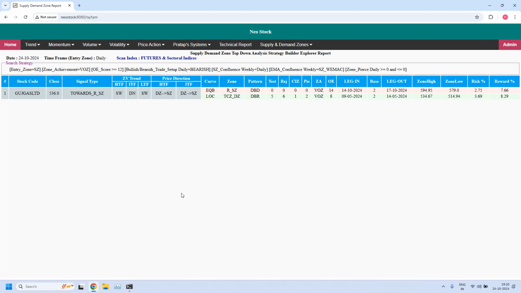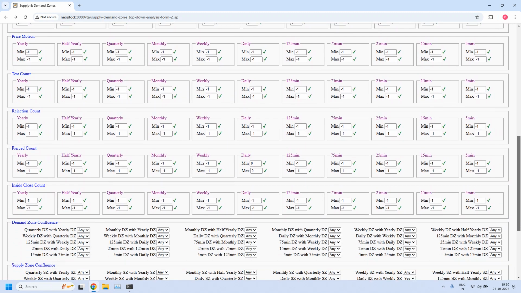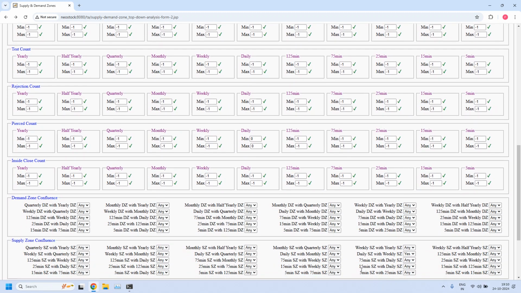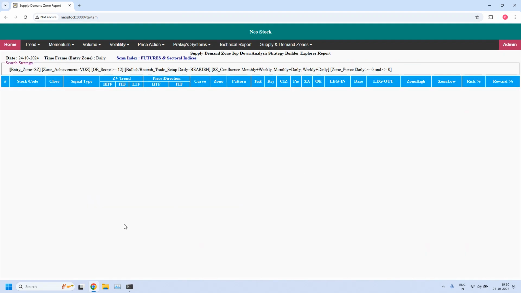Okay, now let us look for LTF, ITF, HTF supply zone confluence supported stocks, if any. Let's find. I am removing this EMA filter. In the supply zone confluence, 3 filters we should set. Already 1 filter is enabled, that is the daily supply zone with weekly supply zone. I am enabling daily supply zone with monthly supply zone confluence, and also weekly supply zone with monthly supply zone confluence. With all the three filters, LTF, ITF, HTF supply zone confluence, we did not get any stocks.